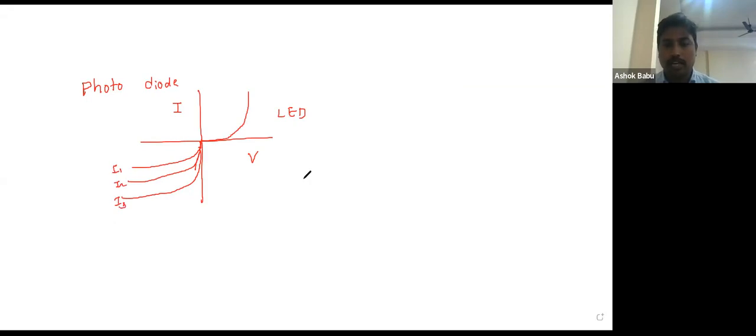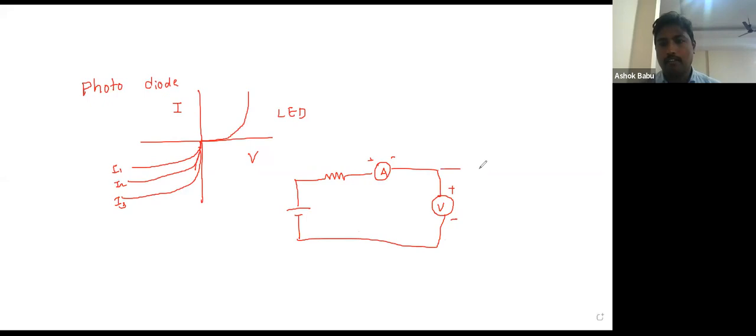Coming to the LED characteristics diagram, we start from the variable power supply. The power supply is connected to the resistor, the resistor is connected to the ammeter, and the ammeter is connected to the voltmeter, with positive and negative going to the battery negative. In parallel with the voltmeter, we connect the LED. Here the LED is connected in forward bias.